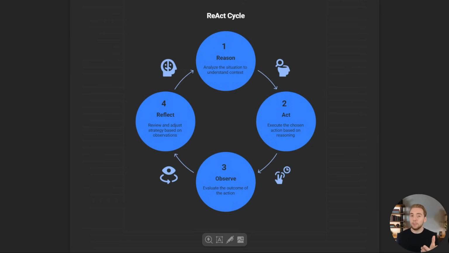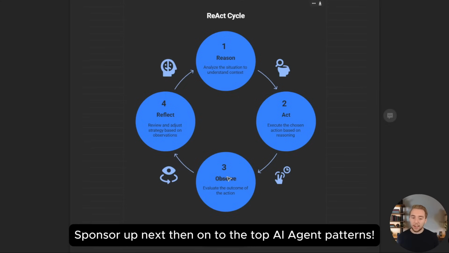And this should look very similar to our other diagram just showing agents in general, because they really follow this ReAct cycle of reasoning about what they should do, taking that action, observing what happened when they took that action, and then reflecting to adjust their strategy, take additional actions, whatever might be necessary.